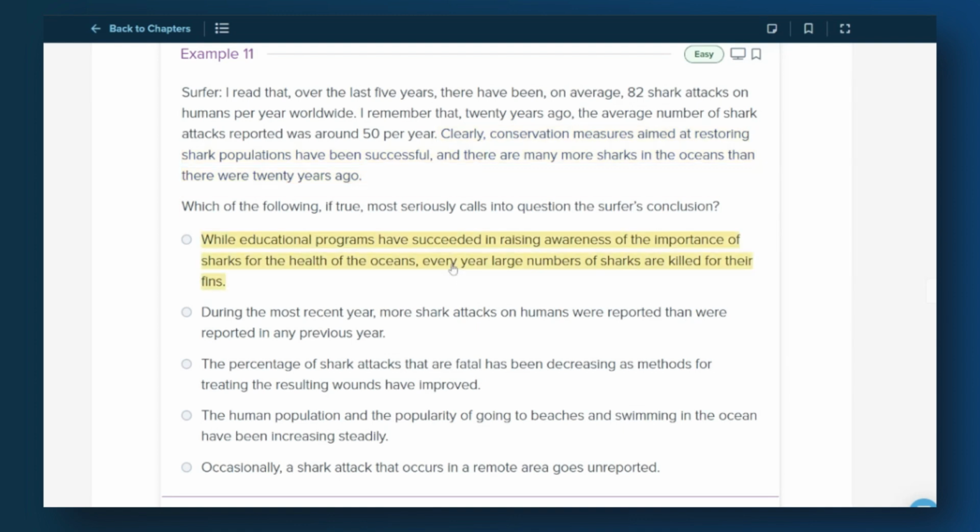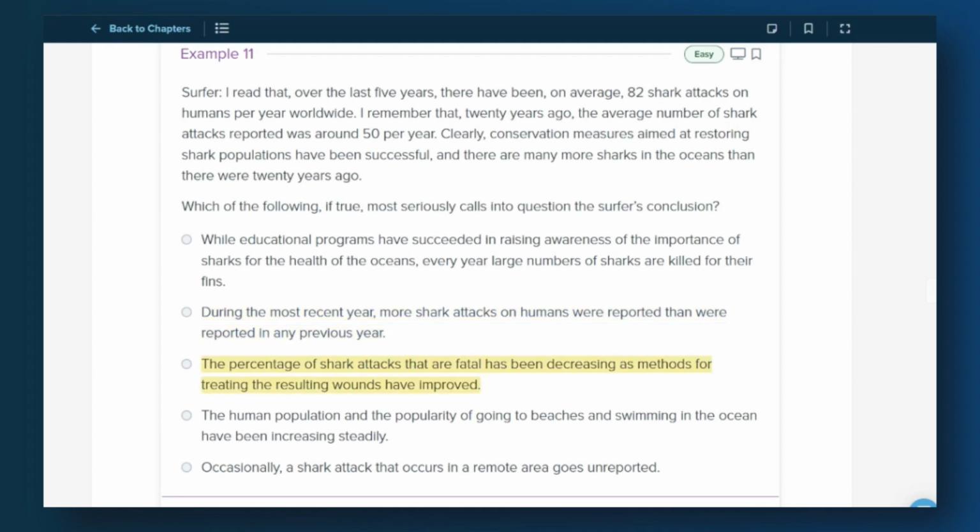A. While educational programs have succeeded in raising awareness of the importance of sharks for the health of the oceans, every year large numbers of sharks are killed for their fins. This choice might imply that there aren't more sharks now than there were 5 years ago, but without relative amounts of sharks mentioned, it's too vague. B. During the most recent year, more shark attacks on humans were reported than were reported in any previous year. This choice implies that the number of shark attacks is increasing, which is already established by the question, so it's not helpful.